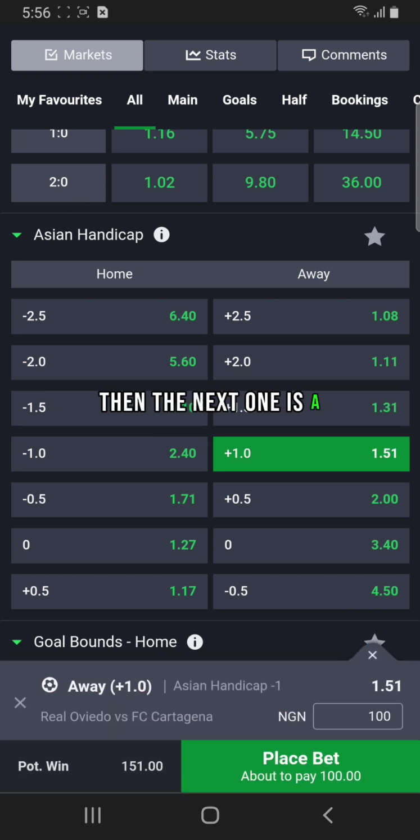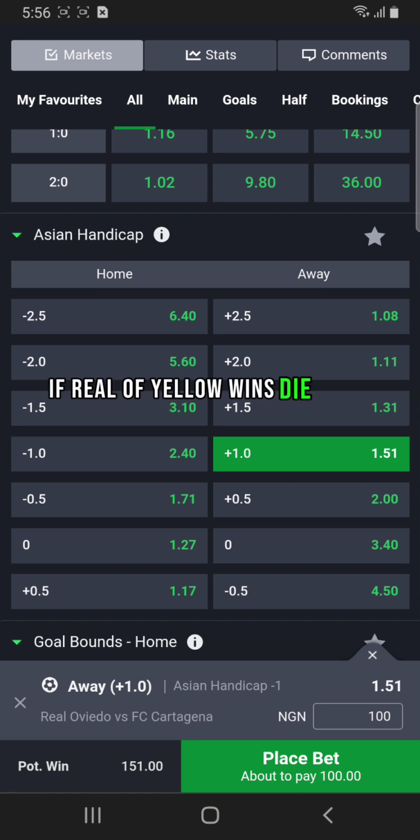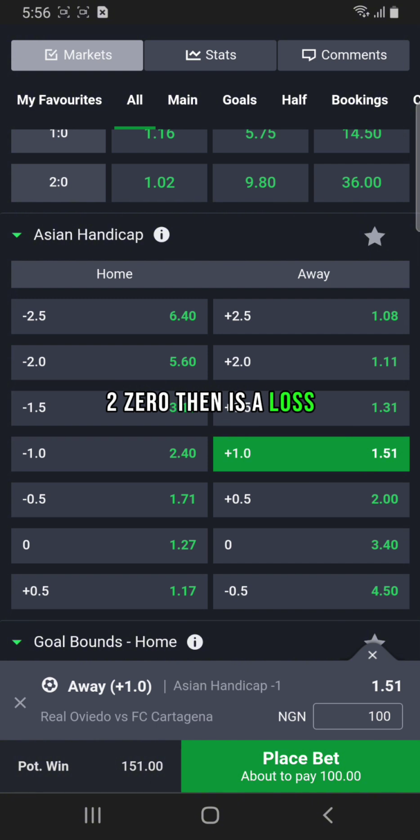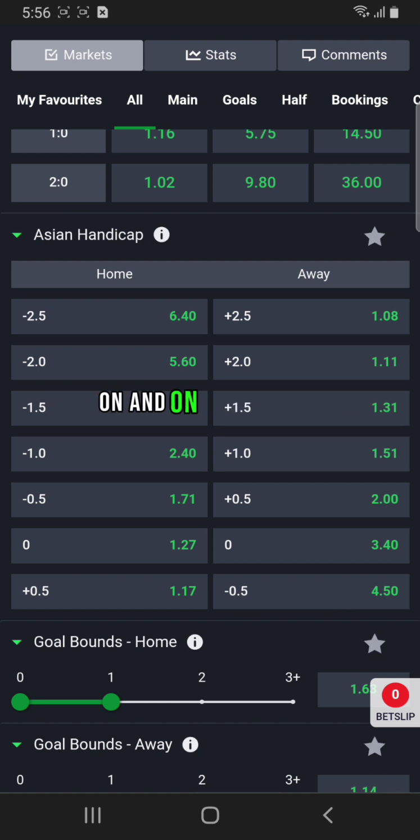Then the next one is a plus 1.0 Asia handicap. If FC Cartagena win that game on a 1-0 win, it is a win. If Real Oviedo wins that game on a 1-0 win, it is a win. If Real Oviedo wins that game on a 2-0, then it's a loss. So that is it. But guys, that is how it plays on and on.